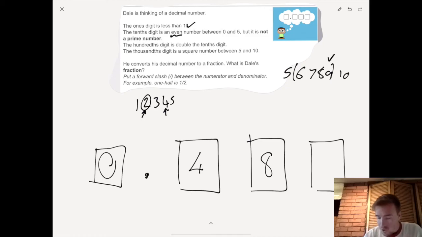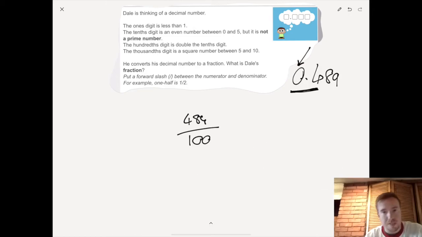So now I need to put it over a fraction. If I put it over 100, I'm going to end up with 489 over 100, which obviously doesn't make any sense because I haven't got a whole here. I've got nothing in the ones, but 489 over 100 means I've got 4 ones, so that's not right. It could be 48.9 over 100, but you don't use decimals in a fraction, so that doesn't work either. So I'm facing a bit of an issue here.